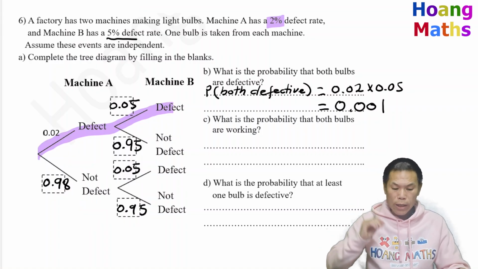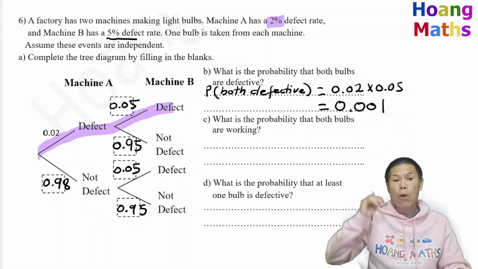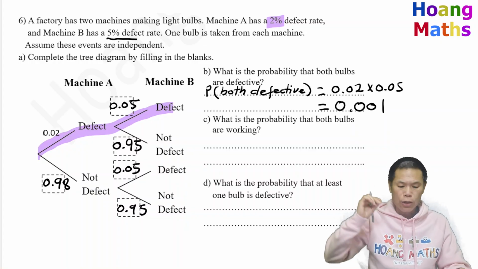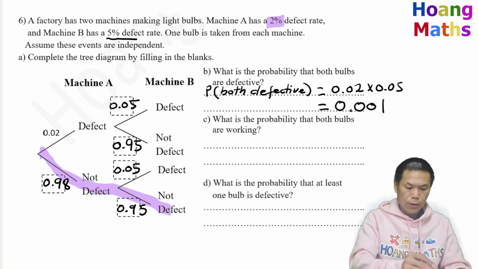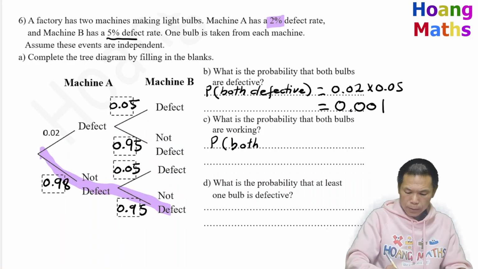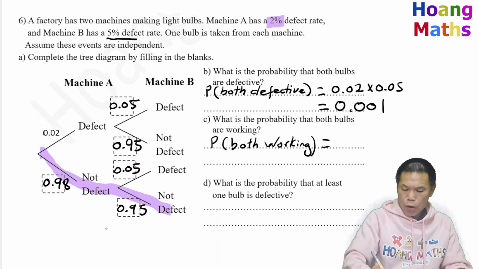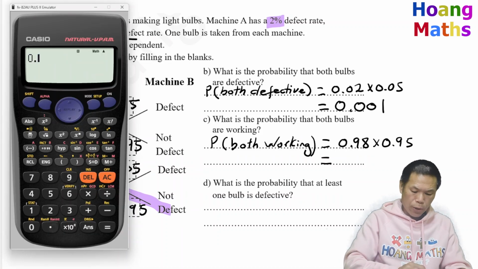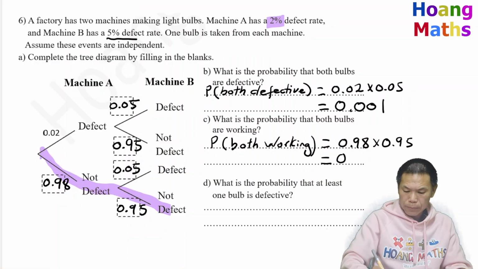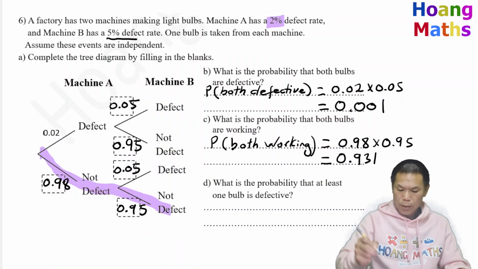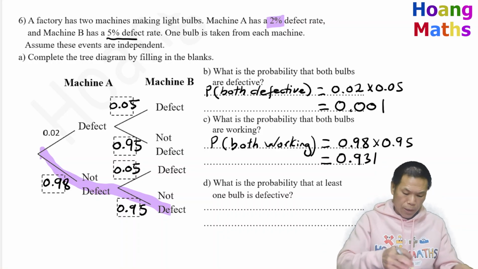Now part C. What is the probability that both bulbs are working? So that means not defect, not defect. So that is this one here. So that will give me 0.98 times 0.95. That is 0.98 times 0.95. So 0.931. So there you go.